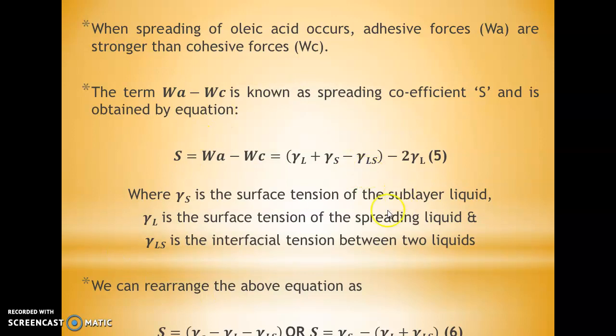Now we can rearrange this equation also: S equals gamma S minus gamma L minus gamma LS. This rearrangement is very simple, we just have to multiply this bracket by this value. There is another modification we can do for this equation: S equals gamma S minus gamma L plus gamma LS.